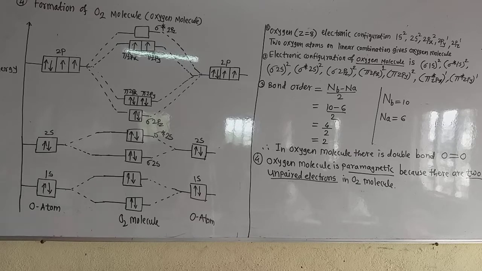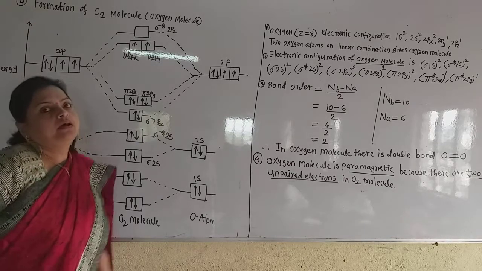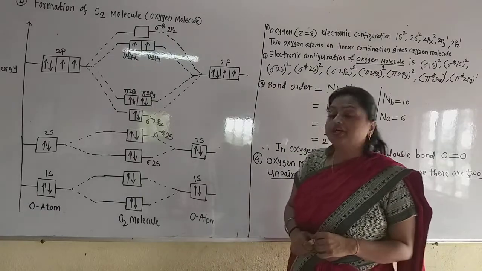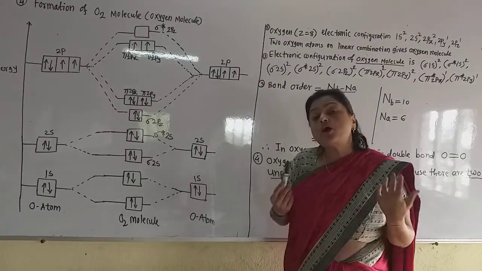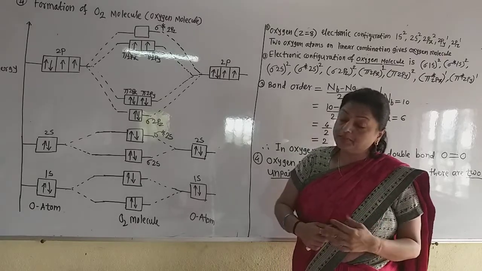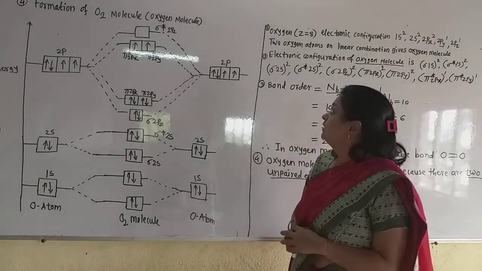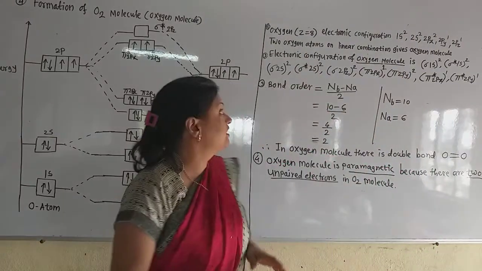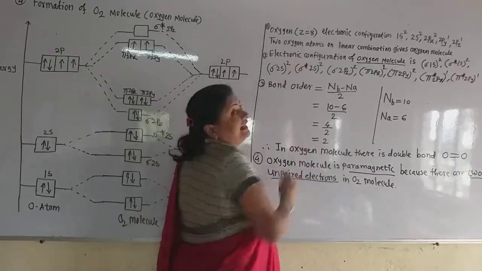Welcome students. Good morning. Today we are going to study the formation of the oxygen molecule. That is the molecular orbital diagram of the oxygen molecule and how the electronic configuration of the oxygen molecule arises. Now see here, the oxygen atom has the atomic number Z equal to 8.